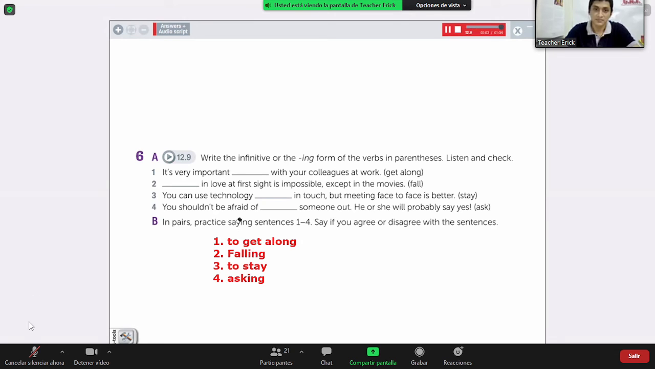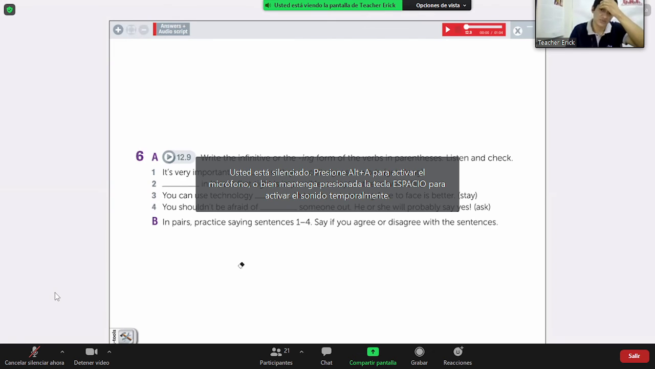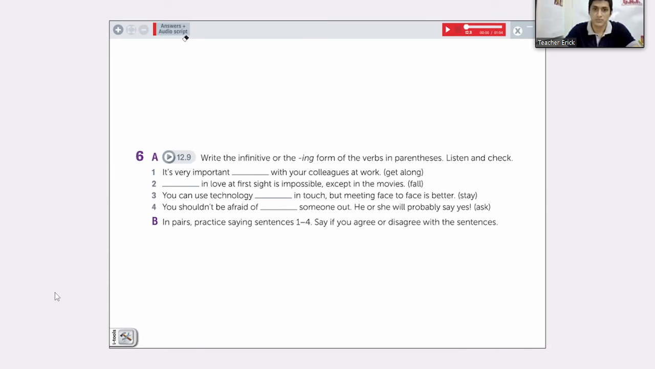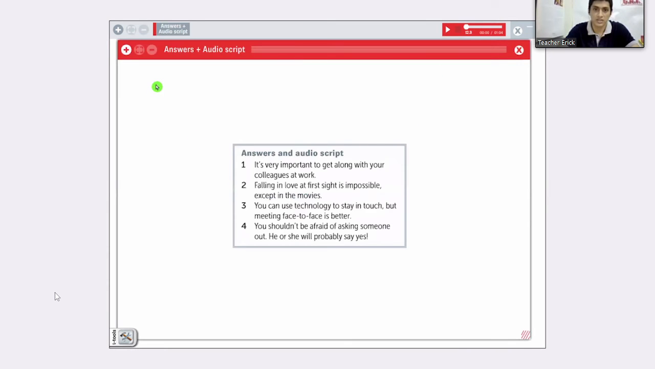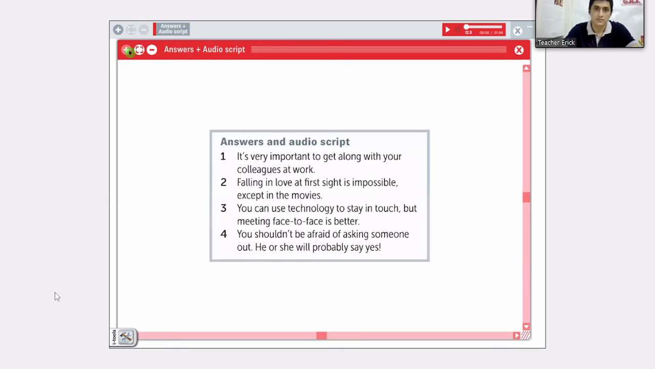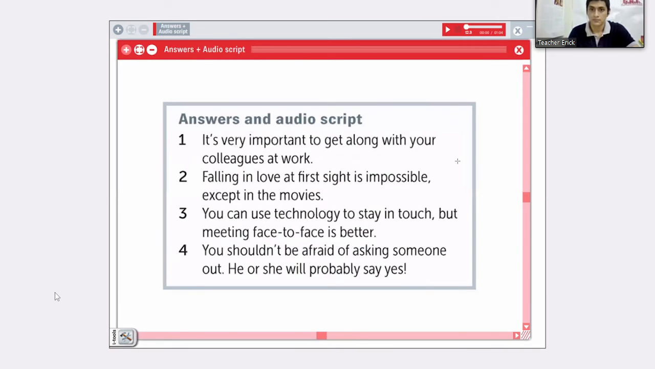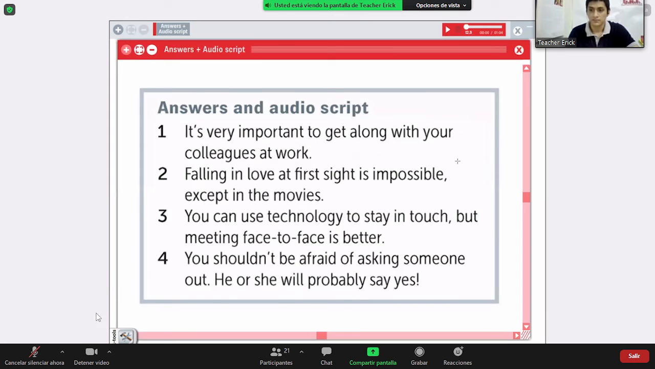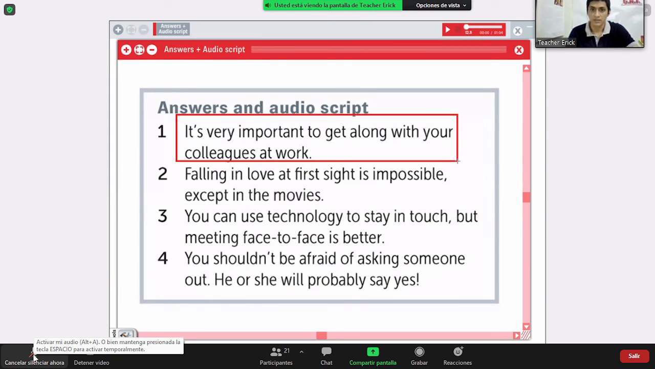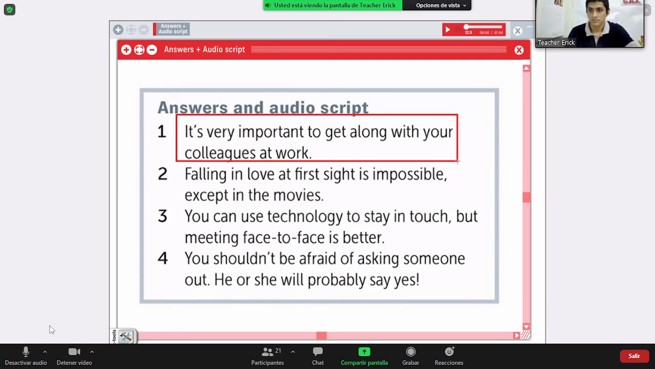Okay, so it says here it's important. So do you agree with the first one? It is important to get in touch with our colleagues. What do you think? Do you agree with this? Get along with your colleagues, have a good relationship, it's important or not? Yes. What about number 2?